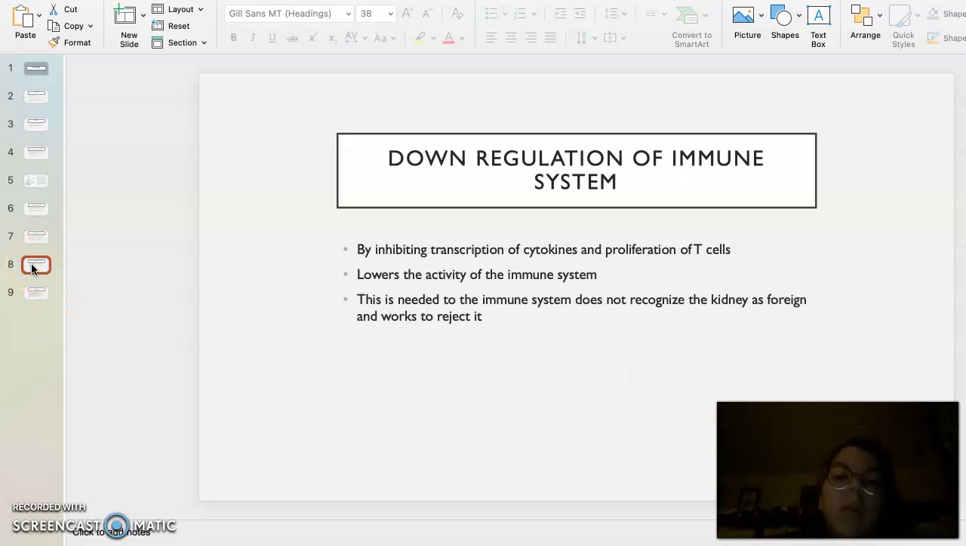So how this all connects to the downregulation of the immune system. By inhibiting the transcription of cytokines and proliferation of T cells, this lowers the activity of the immune system. So this is needed so that the immune system does not recognize the kidney as foreign and work to reject it.